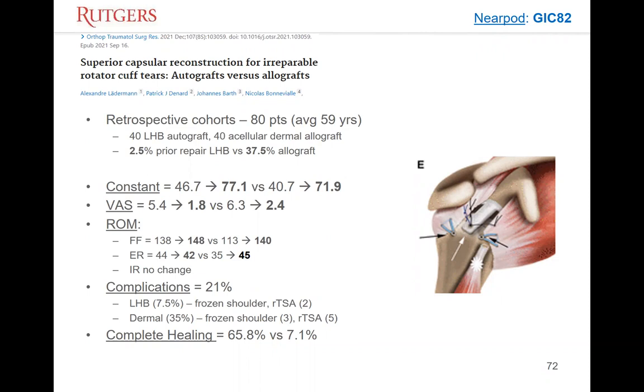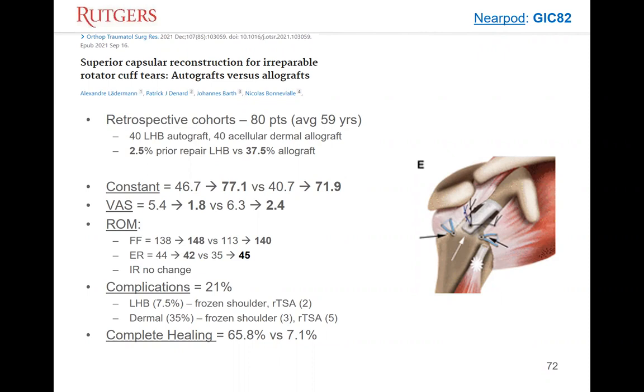For the biceps group, the tendon was tenotomized a few centimeters from the glenoid insertion, and then the distal edge was secured to the greater tuberosity and the remaining infraspinatus tendon. Most of the patients had an acromioplasty, and they were followed up for a year. At final follow-up, there were no significant differences between the 2 groups for any outcome. The allograft group did have a higher complication rate and a lower rate of complete healing seen on follow-up MRI.